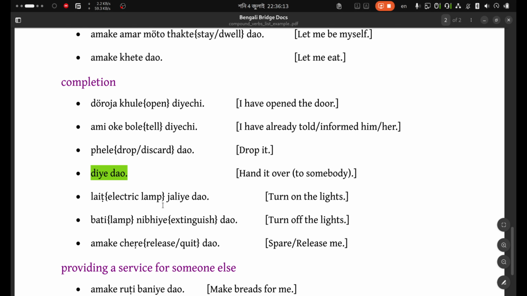That is fine. Light জ্বালিয়ে দাও. If you used fela in this case, light জ্বালিয়ে ফেলো, yeah, that would also work.